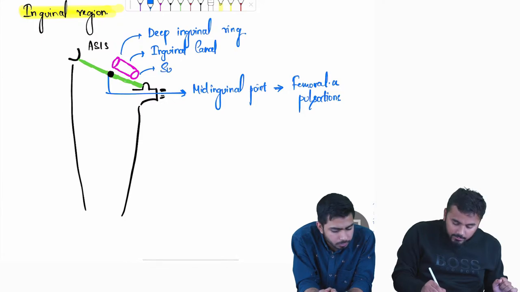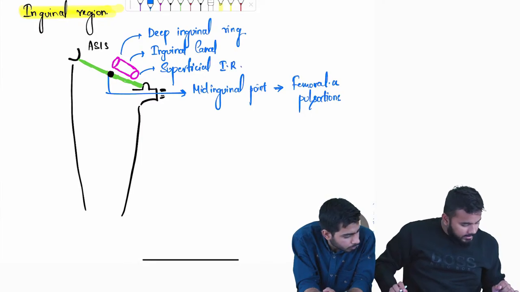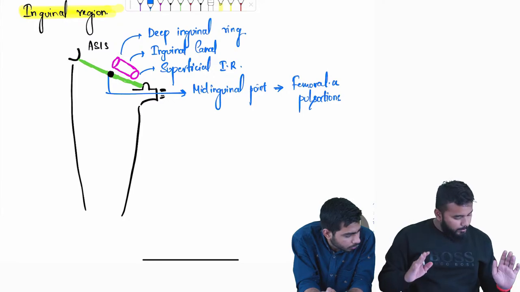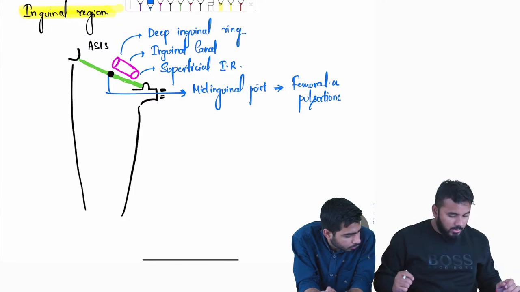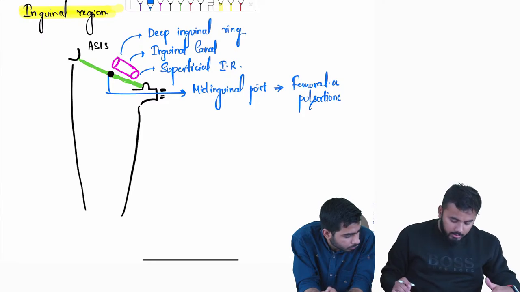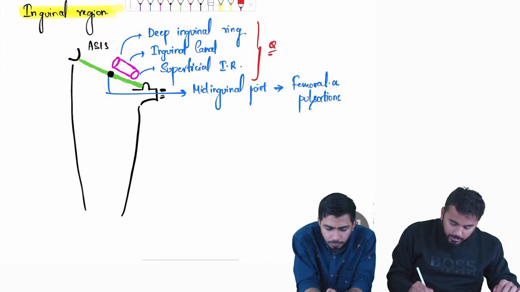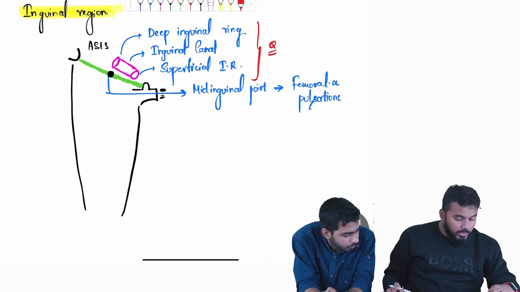What is this? This is called a superficial inguinal ring. IR stands for inguinal ring. Very good, Sinide. Very good. Superficial opening. Yes, Roy. It is called as the superficial opening. Okay. Right. So did you understand? You can get an MCQ from here. Did you understand everything?